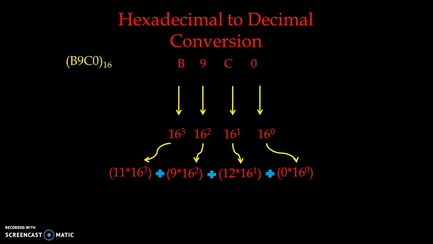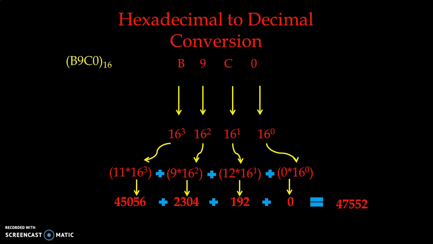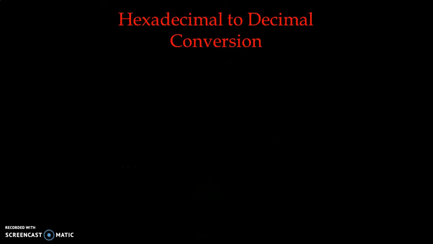We have to do the summation of the entire number, and if we multiply and simplify, then it is coming to 45056 plus 2304 plus 192 plus 0, because we are multiplying with 0, so it will come to 0. And if we do the addition, then it will come to 47552. That is the equivalent decimal number. So the B9C0 hexadecimal number we have converted into the equivalent decimal number system.